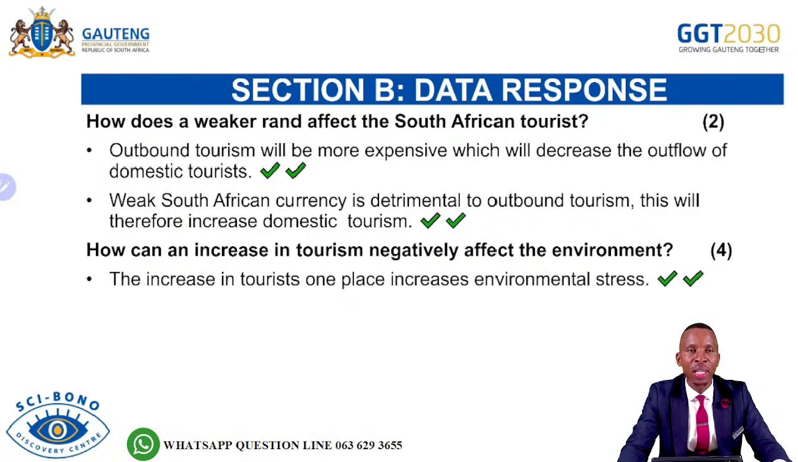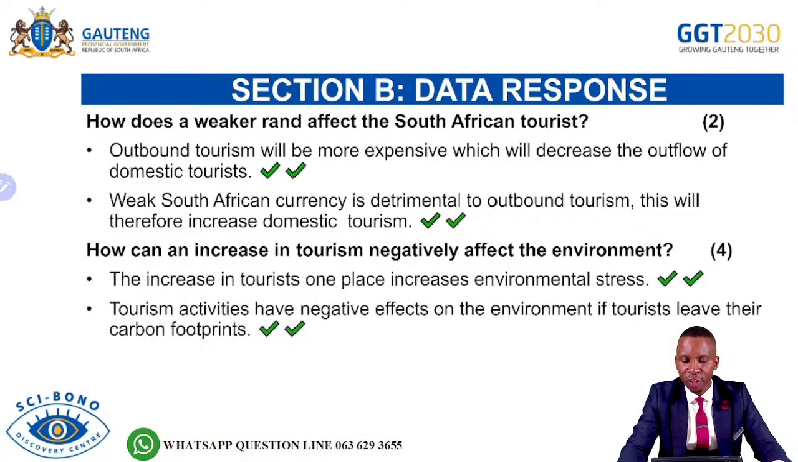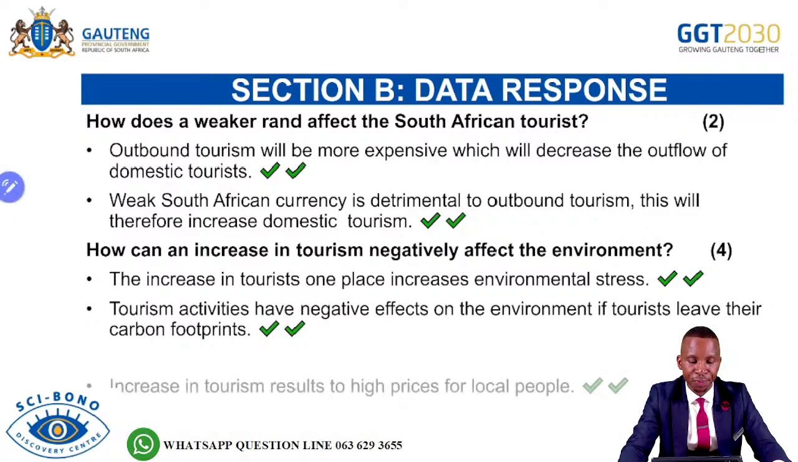It can also result in the environment being under very much stress. In this case, we are talking about the environmental effect of tourism. The increase in tourism or tourists in one place increases environmental stress. Tourism activities have a negative effect on the environment if tourists leave their carbon footprint.